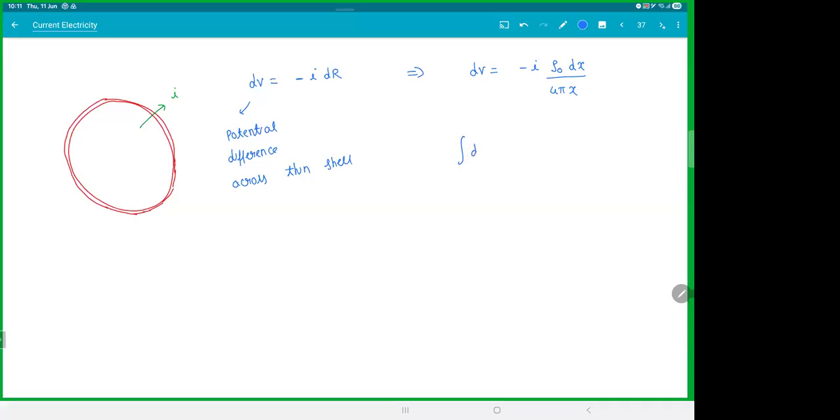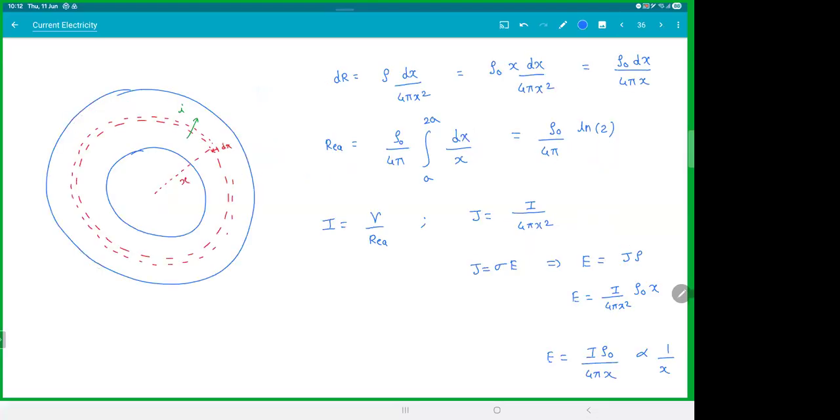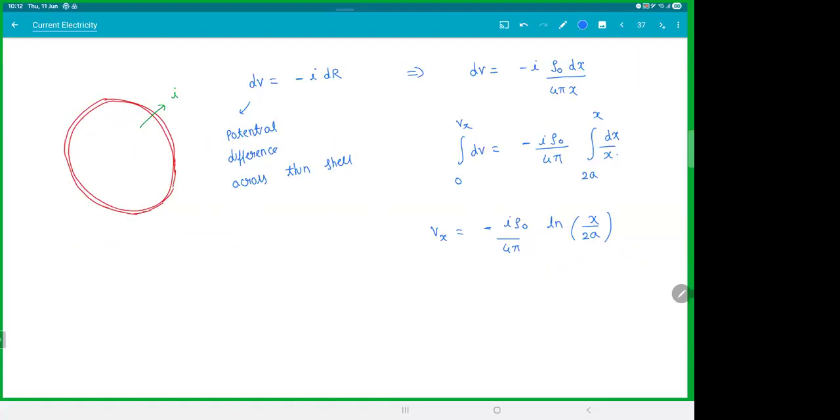Integrate this. So dV is minus I rho naught, I we already know, integral dx by x. Limits will go from a to x. At a, potential is V, and this is V of x. Or you can take two-way also, that also works. If you take two-way, then this will be 0. Then Vx is equal to minus I rho naught by 4 pi ln x by 2a. You can bring I value and substitute here. It works.